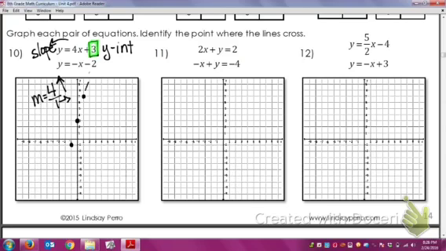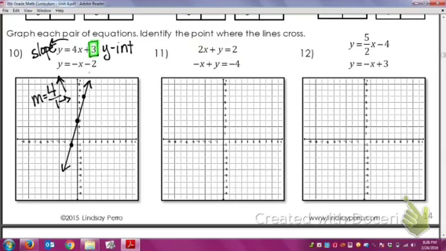Okay, sorry. It's going to be really super duper important that you make your lines perfectly straight through the points. So get in the habit right now of using your ruler to draw the straight lines. Okay, so that's the first one. Now we're going to graph the second one. So two equations on the one graph.